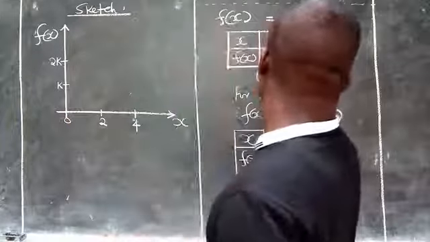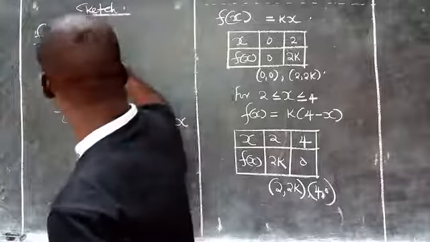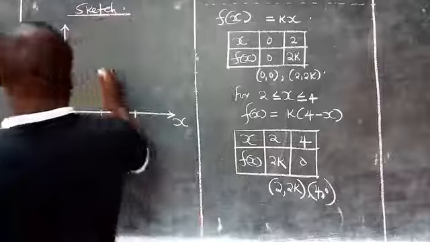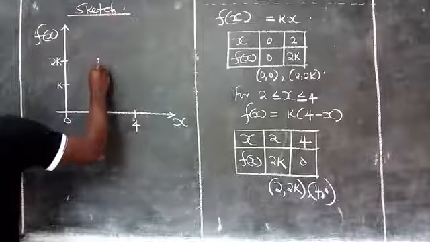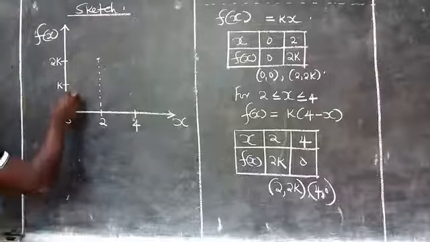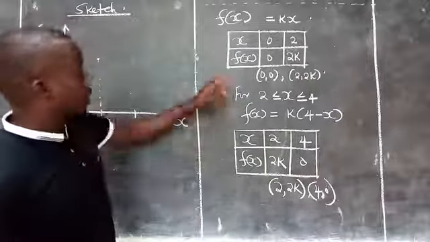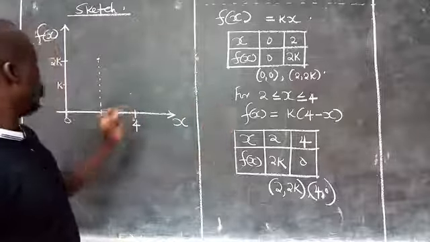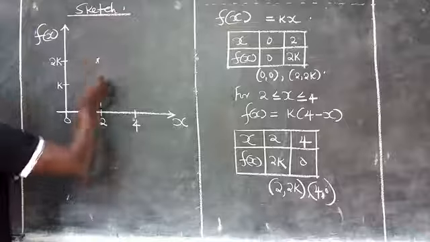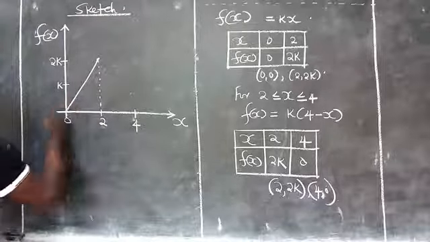Then I have 2, 2k. 2 is here and 2k is somewhere up here. So I can plot a point there. I know that this point corresponds to 2. And then, because the range was given as 0 to 2, I first join this with a straight line.